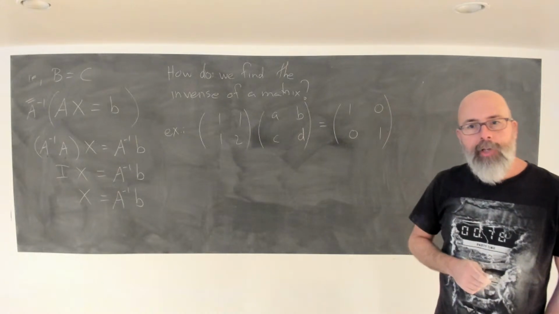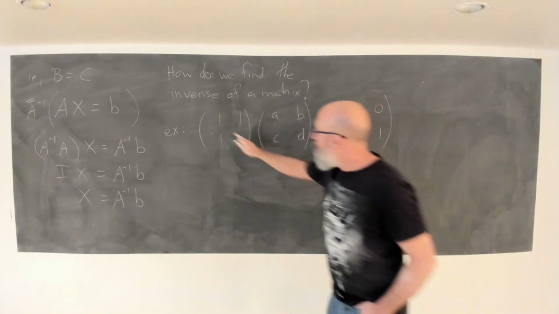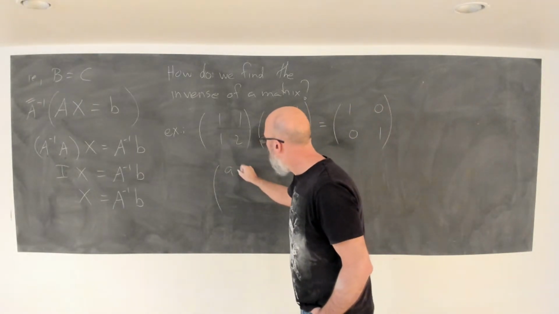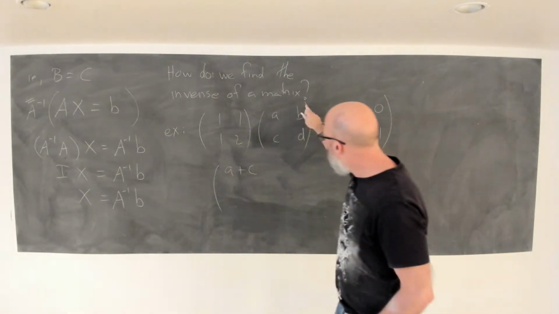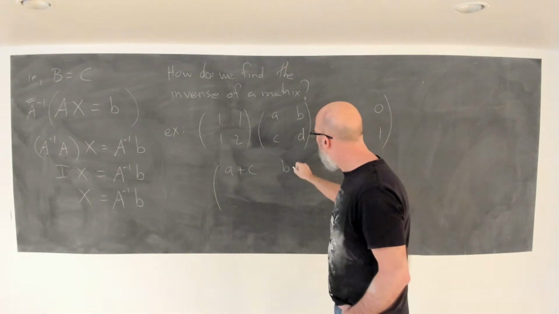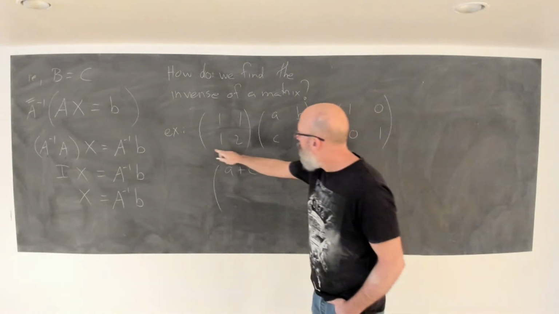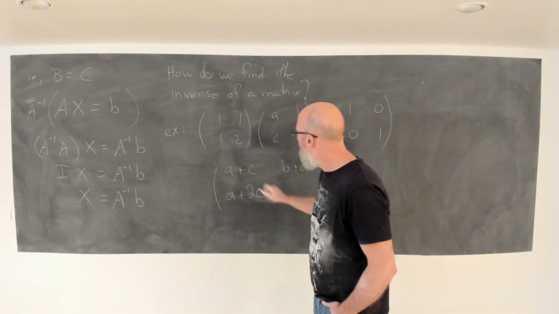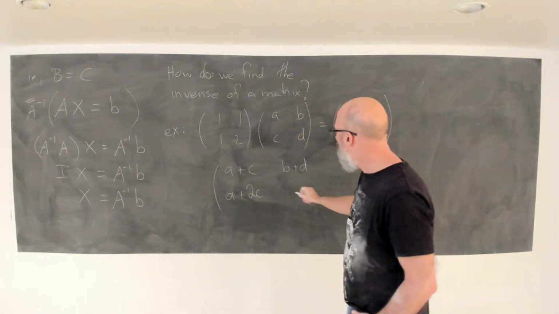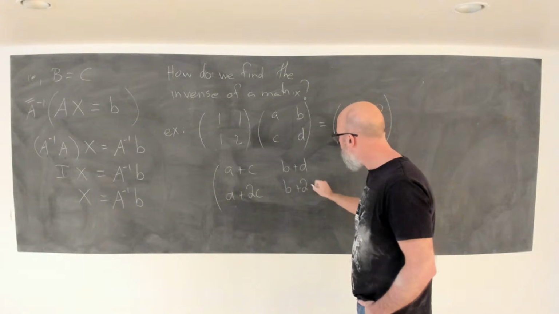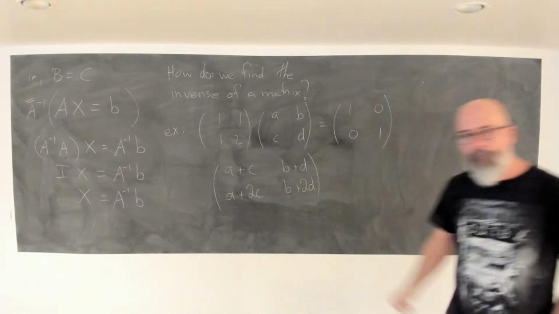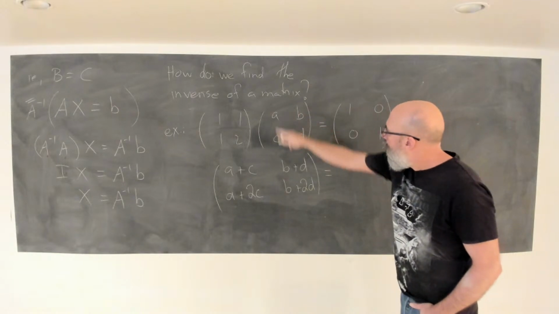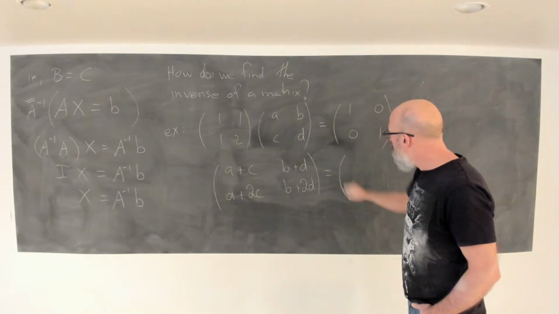So let's do the multiplication. What is the multiplication? First row times first column: A plus C. First row times second column: B plus D. Second row, first column. Second row, second column. So we're looking for A, B, C, D such that this is equal to that.